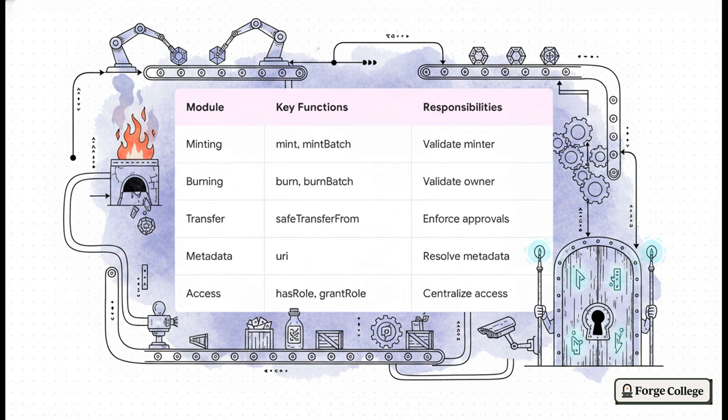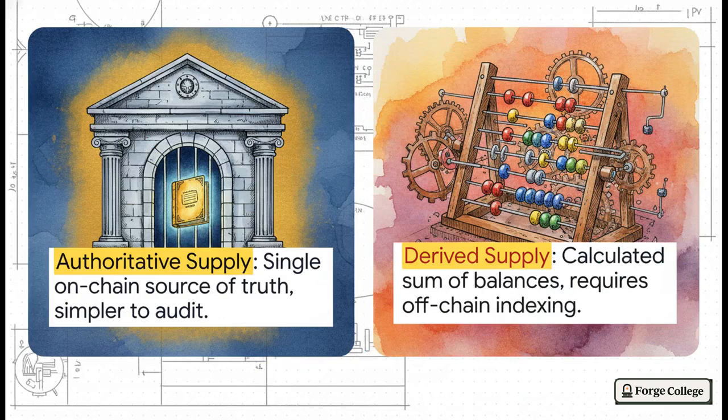Now, as you design these modules, you're going to face a really critical choice for your scarcity guarantees. You have authoritative supply versus derived supply. I highly recommend going the authoritative route. It acts as a single on-chain source of truth. And trust me on this one, it is so much simpler to audit than forcing some off-chain indexer to constantly do complex math just to derive everyone's balances.